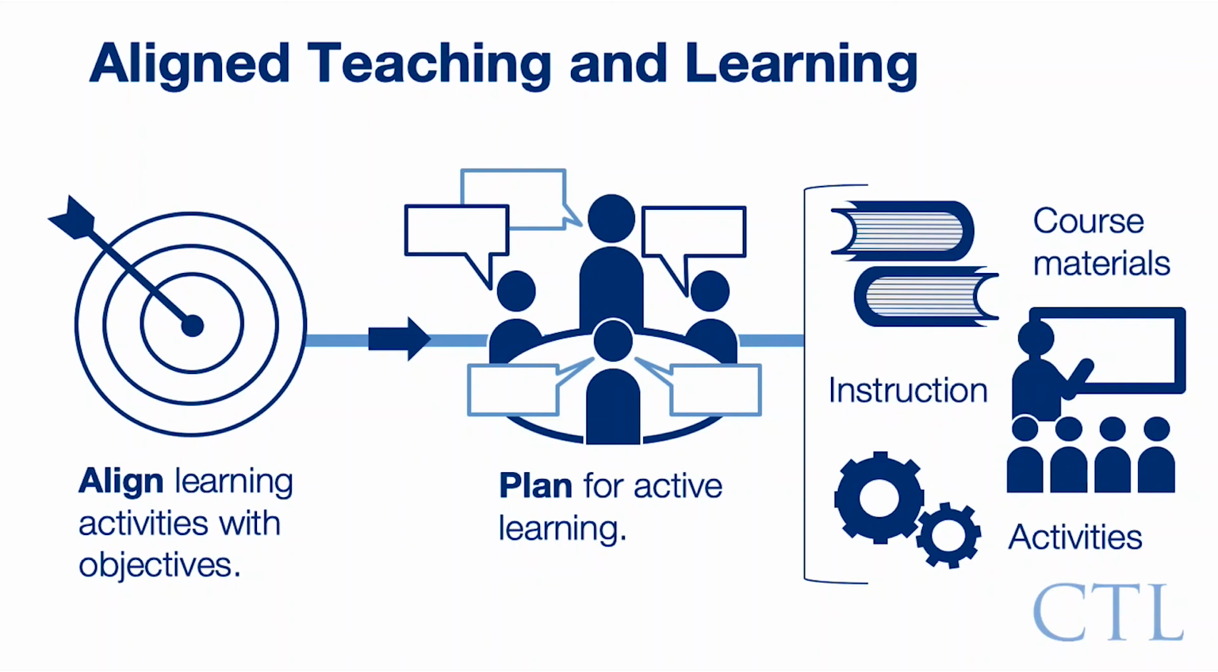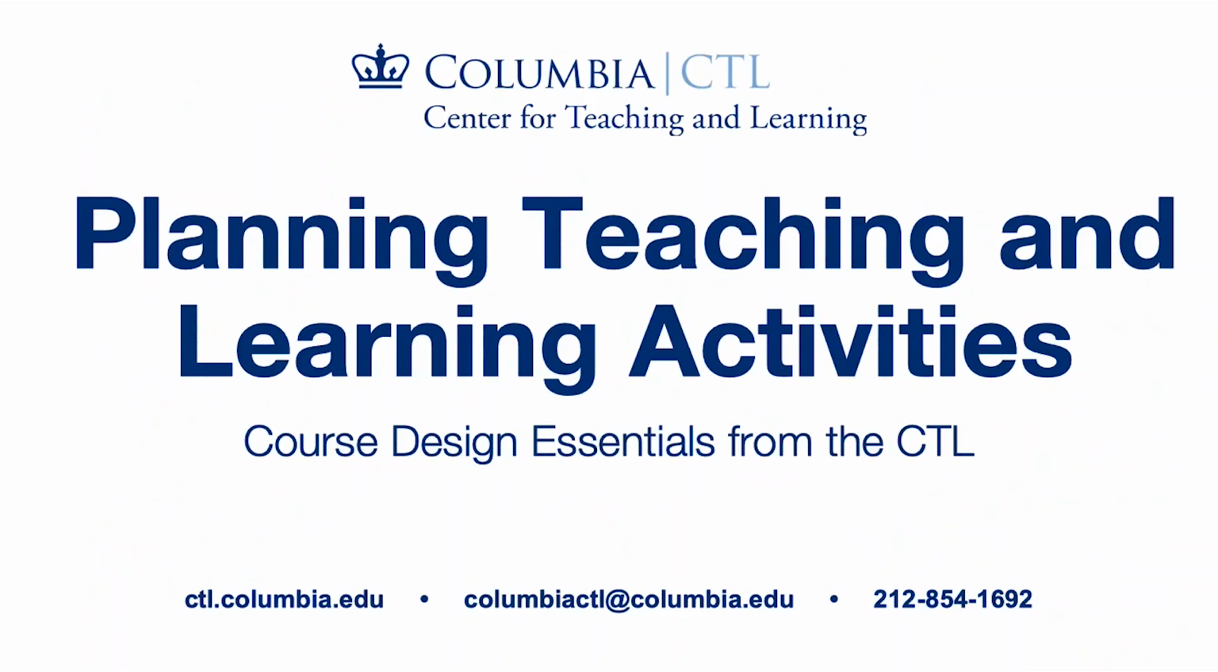Plan for active learning. Include activities from each category of Fink's holistic view: getting information and ideas, doing or observing activities, and reflection activities. Identify the resources and instruction that are needed. Determine which activities will occur in class and which will occur out of class, and how everything fits together. This concludes planning, teaching, and learning activities.